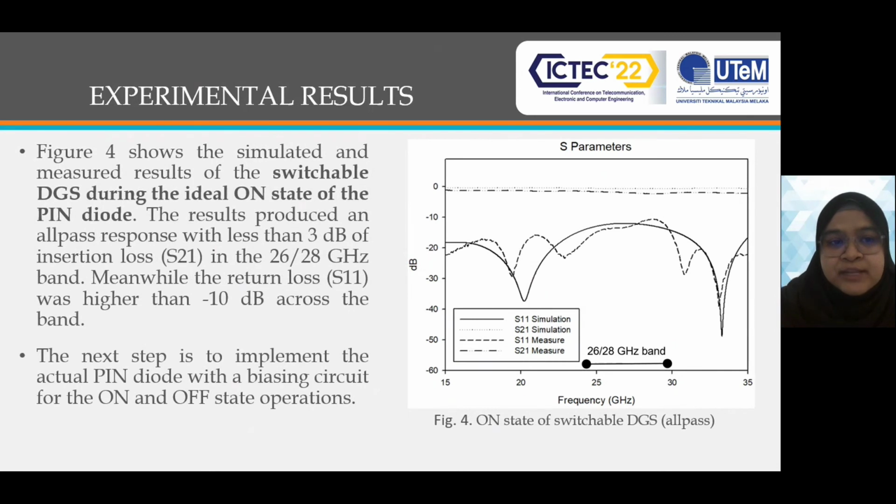Figure 4 shows the simulated and measured result of the switchable DGS during the ideal on state of the pin diode. The result produced an all-pass response with less than 3 dB of insertion loss S21 in the 26-28 GHz band. Meanwhile, the return loss S11 was higher than negative 10 dB across the band. The next step is to implement the actual pin diode with the biasing circuit for on and off state operation.